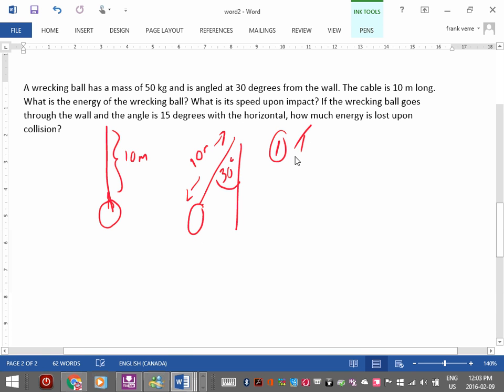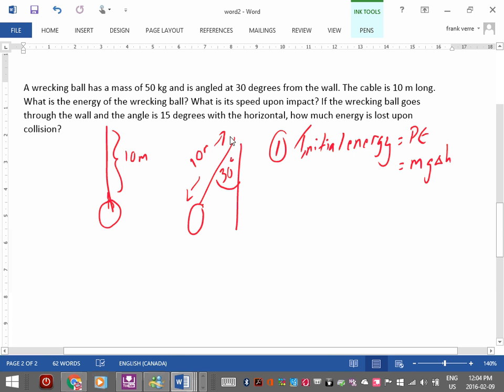What's its initial energy? And how do you calculate that? It's potential energy, which is mgh. Now, we know that the cable is 10 meters long, so that's a fixed length. But the question becomes, how much did its height change?